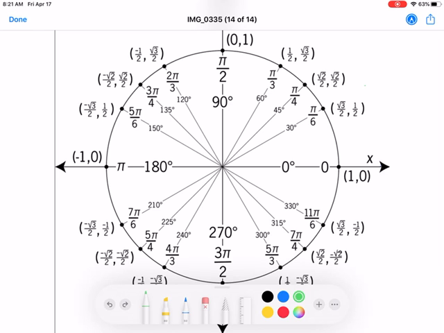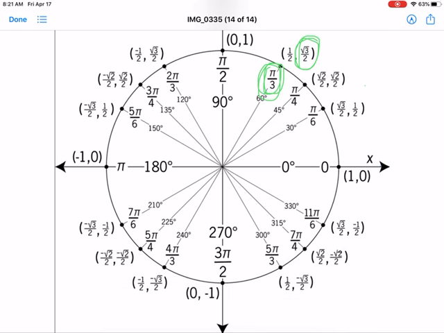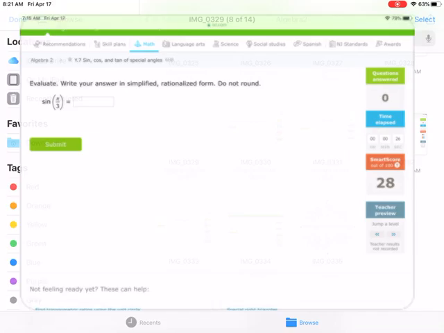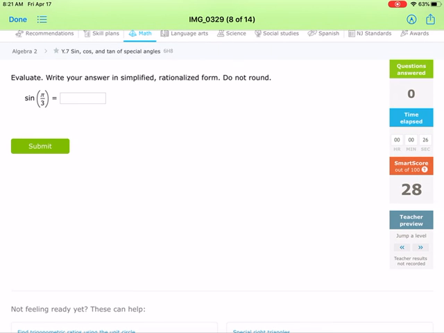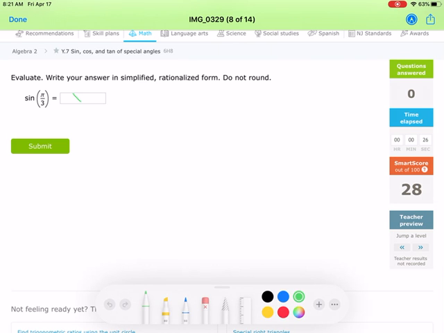And here it is, right there, pi over 3. And it says, what's the sine? So that's going to be that one right there. There's your coordinate. Every coordinate is in the format of cosine, sine. So root 3 over 2 would be my answer for the sine of pi over 3. So I'm just going to zoom back out, go over here, and write root 3 over 2 inside my box. It says, leave it in simplified, rationalized form, which it is, root 3 over 2. That's using the unit circle.